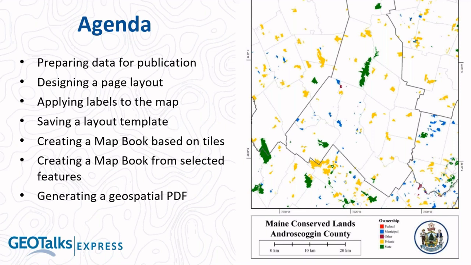Mackenzie and I are going to be going back and forth, as I mentioned, going through some of these workflows, introducing the various components that we can add to our printed maps. So let's take a look at our first scenario.